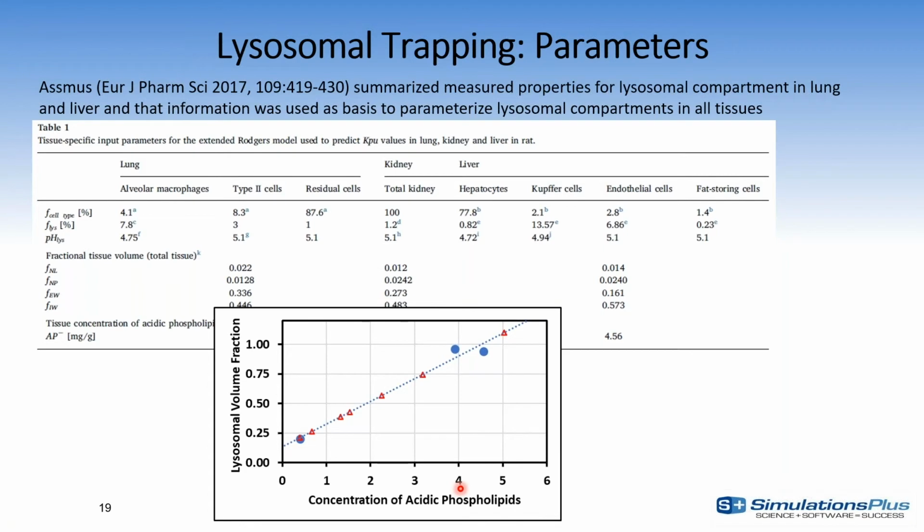For the lysosomal pH, they do have measurements for the lung and the liver. So we put these two values in our PBPK model. For the other tissues, we use 5.1. But you can change the lysosomal pH if you have other measurements.